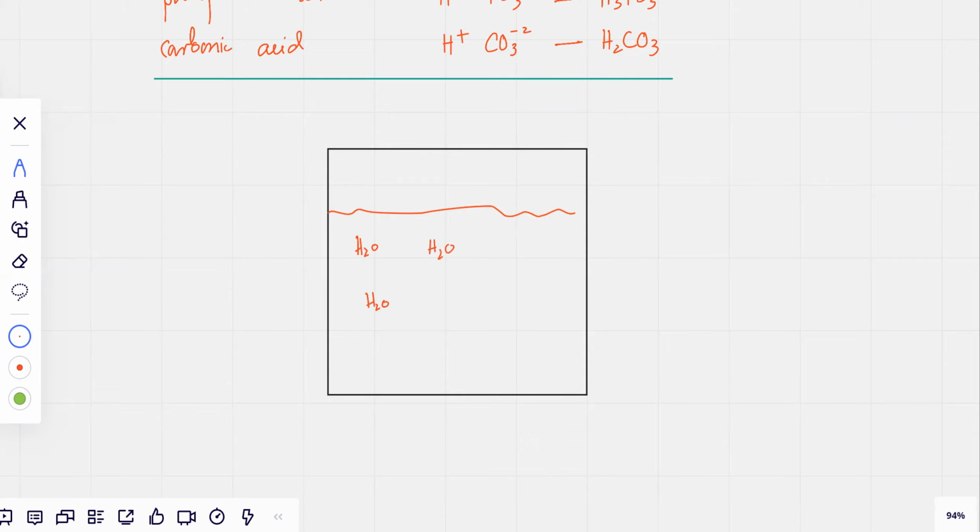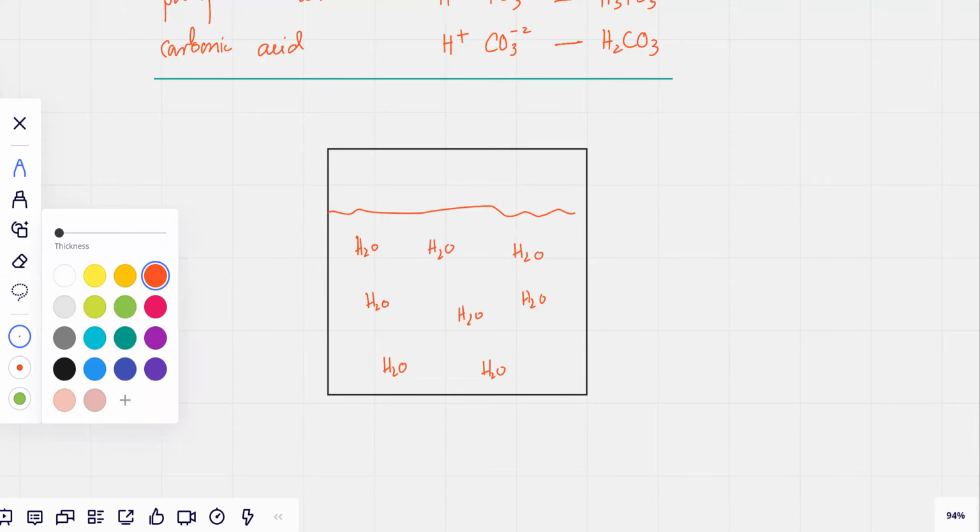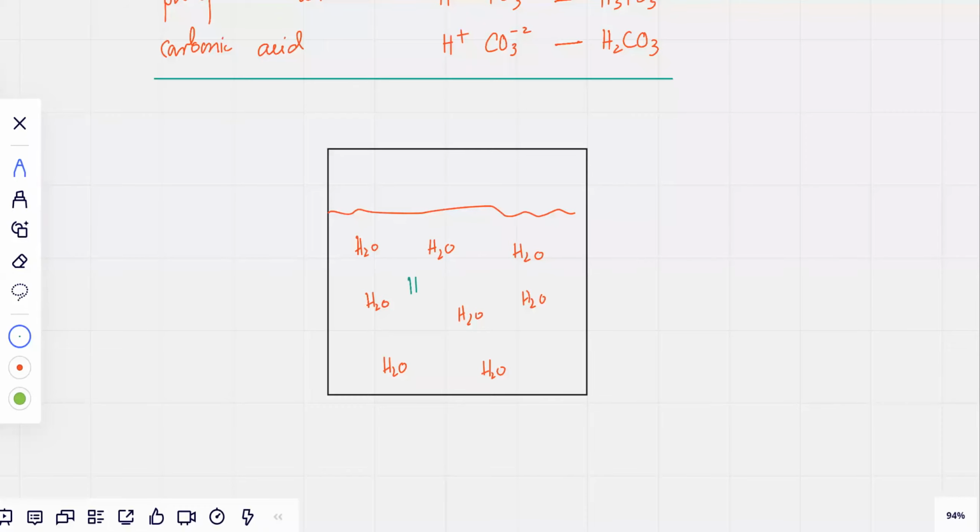And some of the water molecules would break down, decompose, ionize, and they're going to produce H plus and OH ions. Now, if there is only water, the quantity of H plus ions and the quantity of OH ions would be the same. If there's one H plus ion being produced, there's going to be one OH ion being produced as well, if a water molecule breaks down.